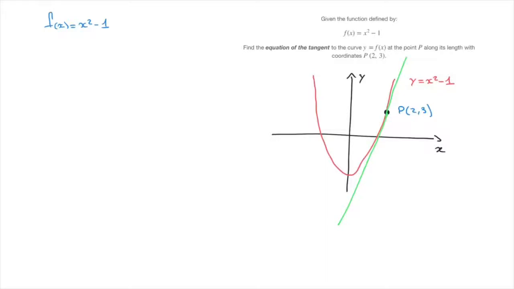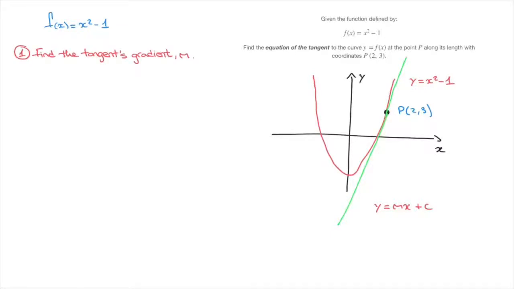Now it's very important to keep in mind that because the tangent is a line, it has an equation of the form y equals mx plus c. That's your typical line equation. And so the first step in finding this tangent's equation is to find the value of the gradient m. So let's just write that. Step 1, we need to find the tangent's gradient.